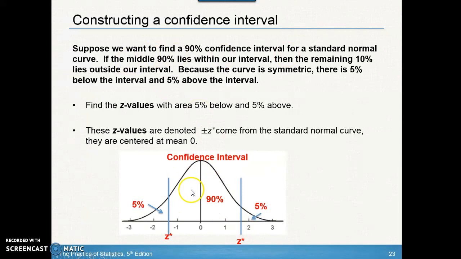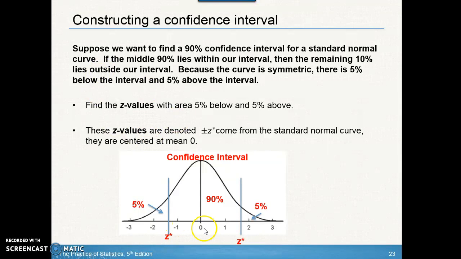If the middle 90% lies within our interval, then the remaining 10% is outside the interval. Confidence intervals are always the middle of the curve. So we have the middle of the curve, here's your 90%. That means there's 5% above outside of the confidence interval and 5% below outside the confidence interval. Now, what you're going to do is think about this.